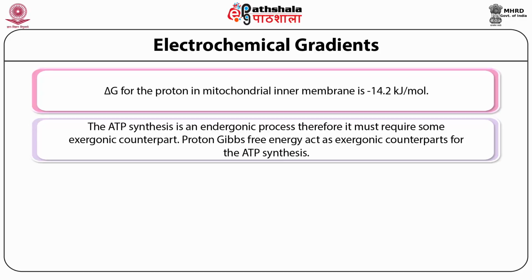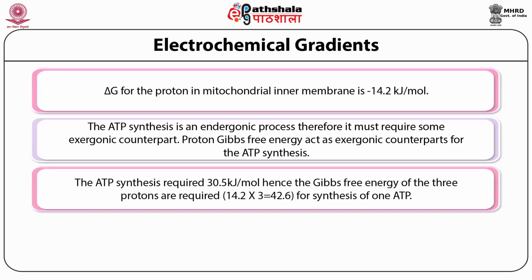30.5 kilojoule per mole of energy, and you know that we don't have any coupling site here until the delta G of the proton is utilized by ATP synthase to produce ATP. Therefore, ATP synthesis requires at least 3 protons. If you multiply 14.2 by 3, it is going to be 42.6, but you know that coupling is not 100% efficient, so you must have this difference.